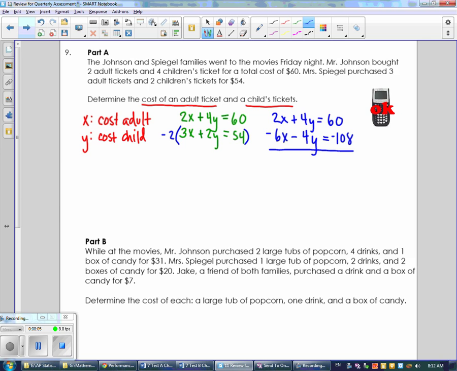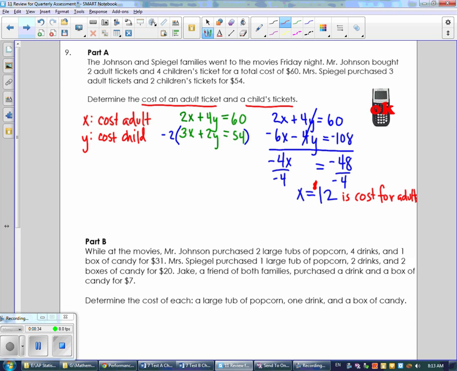When I combine the 2 equations, I'm going to end up with negative 4x is equal to negative 48. And when I divide both sides by negative 4, I'm going to have that x is equal to 12. And let's just go ahead and put this in context. We said x represents the cost of an adult ticket. So I know that $12 is the cost for adults.